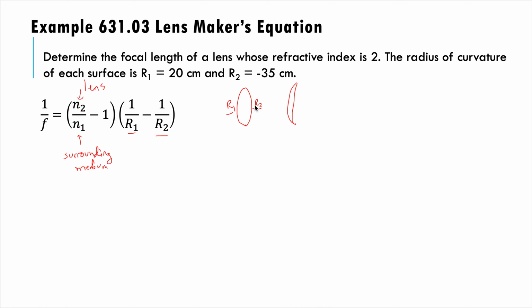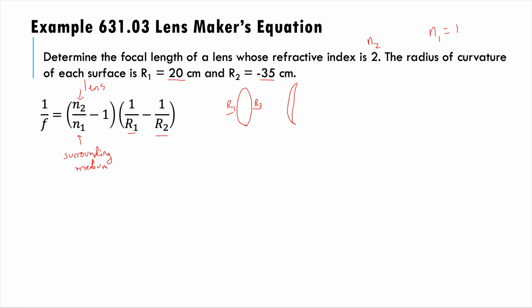Alright, so in this case, we are looking for the focal length, and we are given the refractive index is 2, so that is n2. So we know that n1 is air, which is equal to 1. And then we're given the two radii of curvature. We are given a positive one and a negative one. It's good to know what these mean because sometimes you may just be given a picture and then you have to figure out what is positive and what is negative.